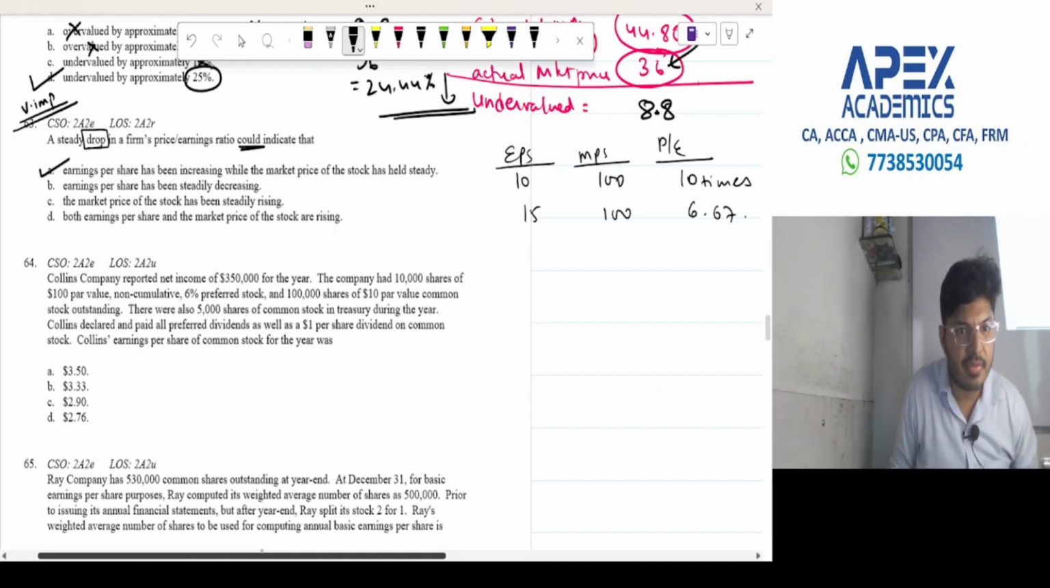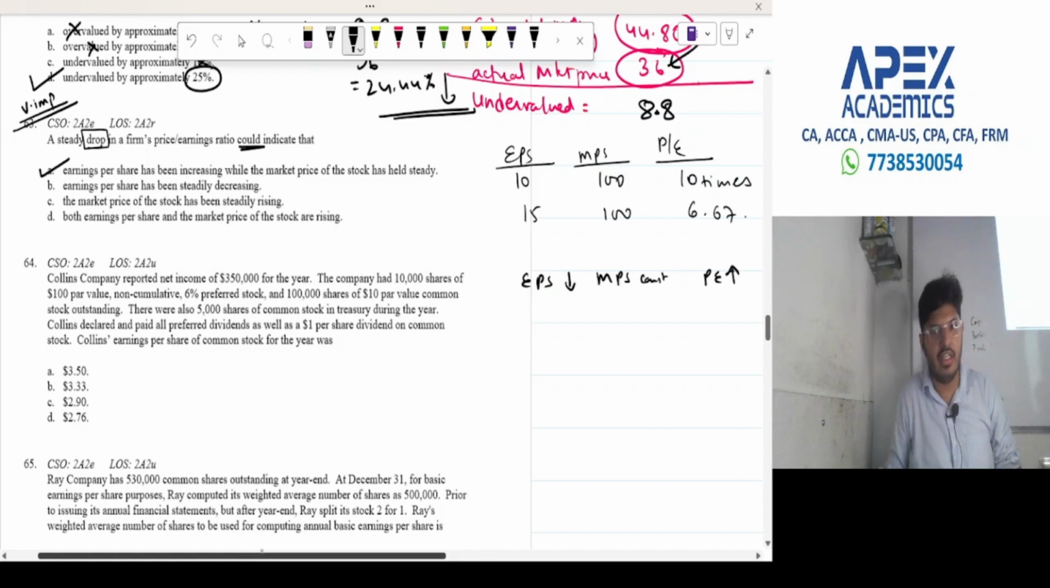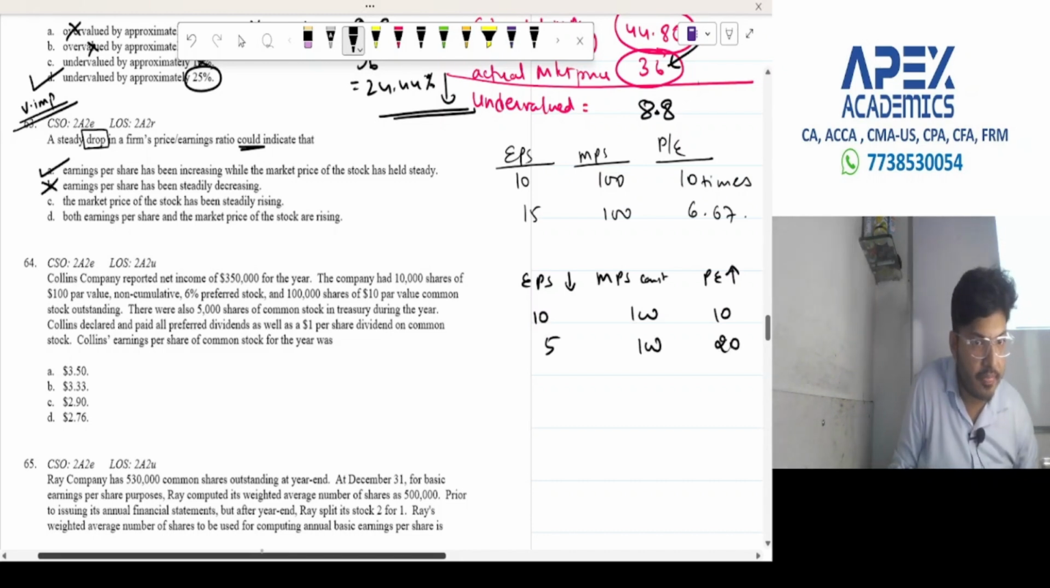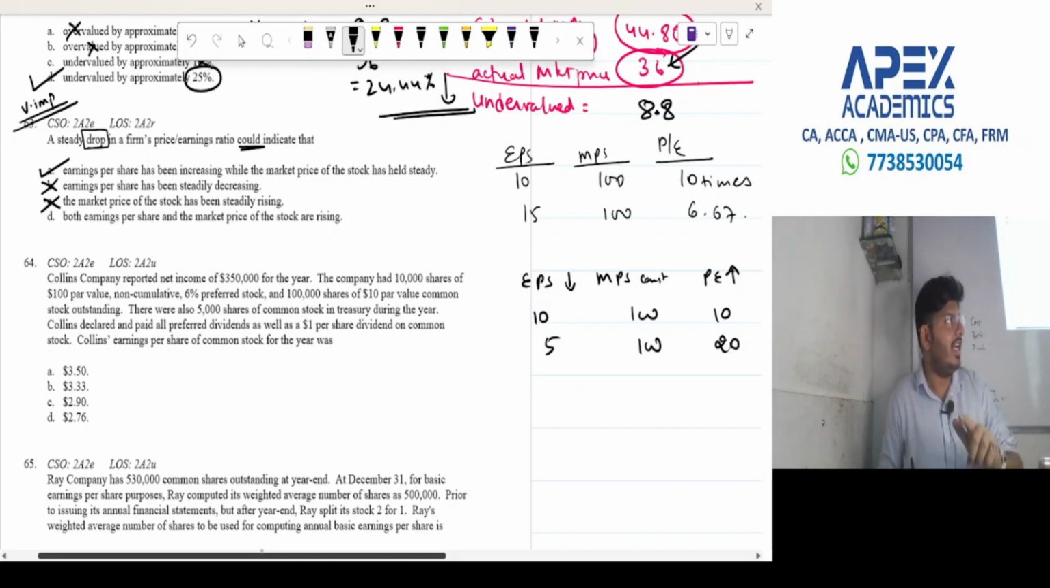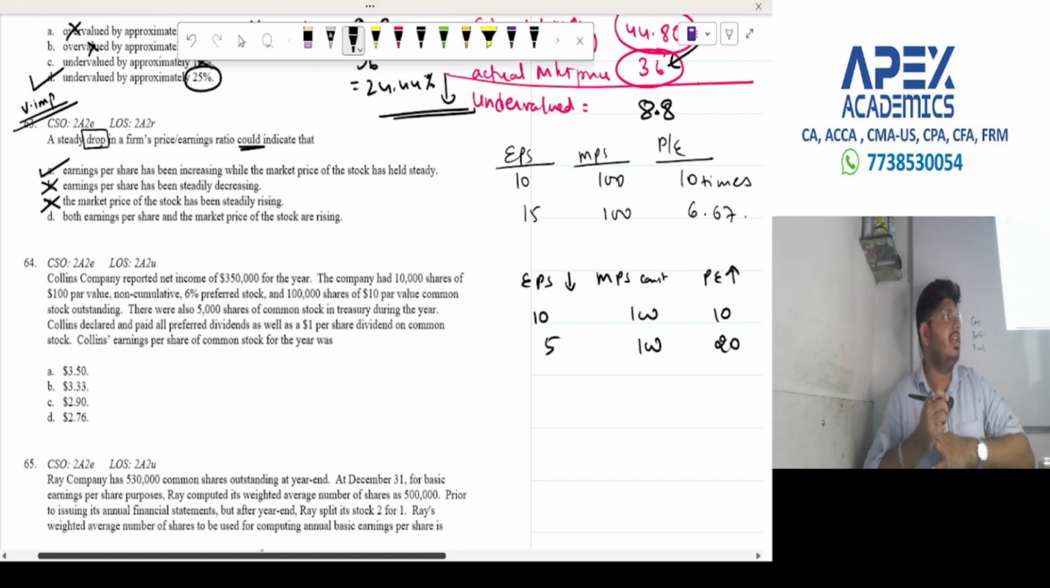The second one, EPS has been steadily decreasing. If EPS decreases and MPS is constant, the PE ratio will increase. See: 10, 100, 10. Now let us say EPS becomes 5, MPS is 100, and this will become 20. So this is wrong. Market price of the share has been steadily rising: that is possible, but EPS has to increase more than the increase in market price. Only then will the PE ratio be less.